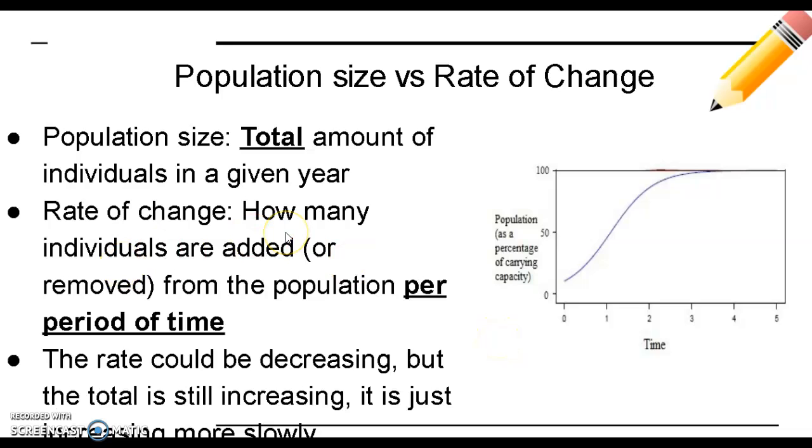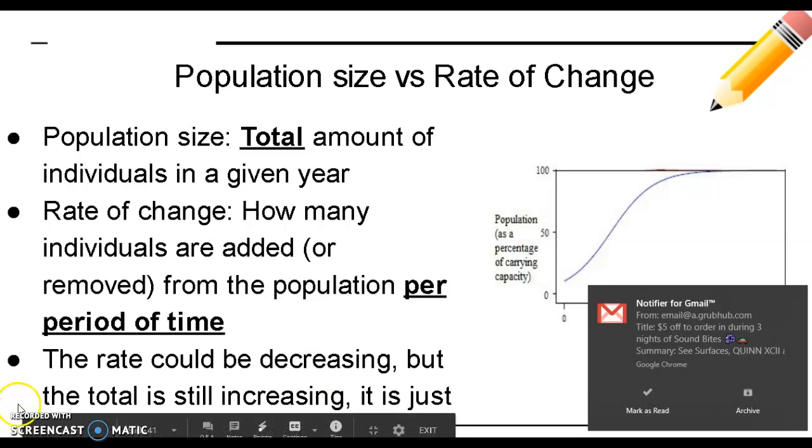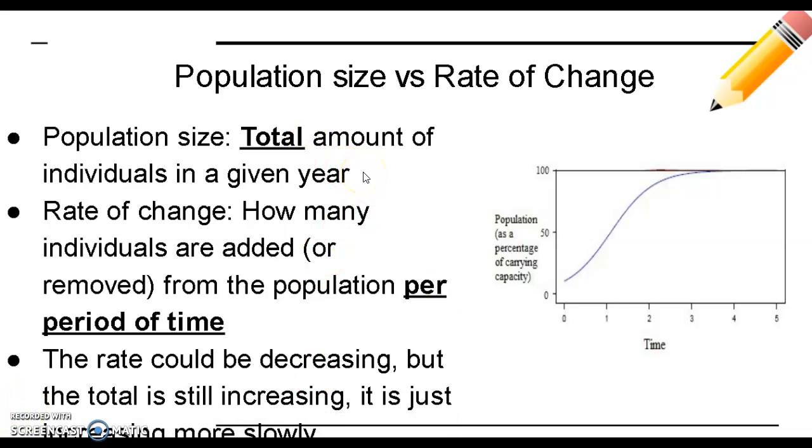The rate is how many individuals are added or removed per period of time. So the rate, let's say we start with the population of like 100 individuals. And overall, over the course of 5 years, it grew to 500 individuals. The total amount would be 500 over the course of the 5 years. The rate could be something like we added 100 individuals per year.